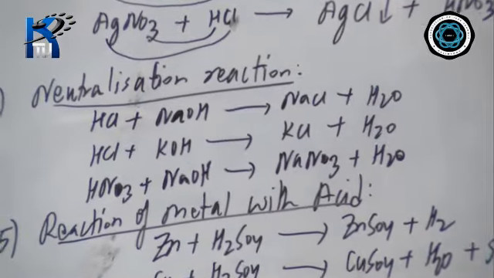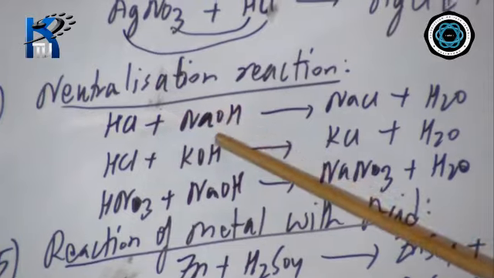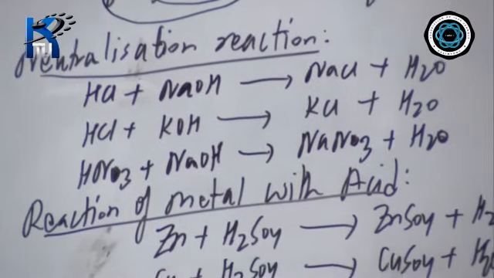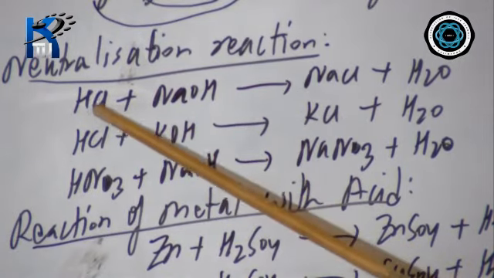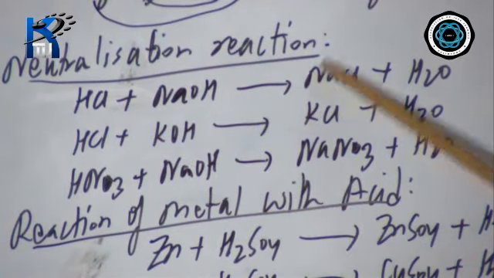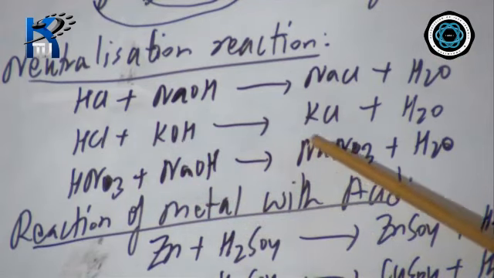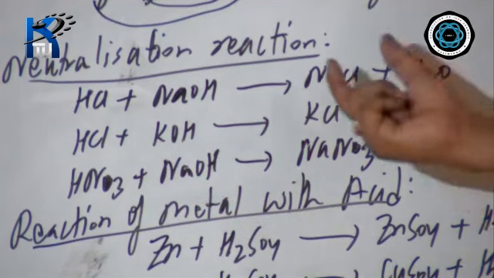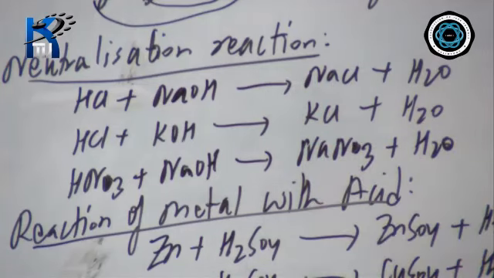I have already explained what neutralization reaction means. When acid and base react, we get salt and water. Such a reaction is known as neutralization reaction. So students, this is acid, this is base. When these two react, we get salt and water. Acid base reacts to give you salt and water. So these all are the salts prepared by neutralization reaction, like sodium chloride, potassium chloride, sodium nitrate.